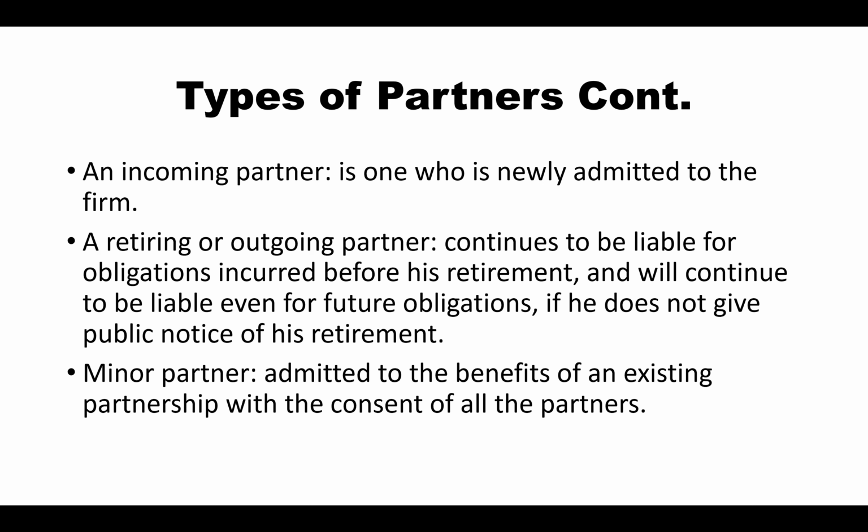Then we also have the minor partner. This one is admitted to the benefits of an existing partnership with the consent of all the partners. The minor is not personally liable for the debts of the firm, but his share within the partnership property and profits of the firm will be liable for the firm's debts and obligations. He can also bring a suit for accounts and for his distributive share when he wants to sever his connection with the firm, but not otherwise. So that is all about the partnership.